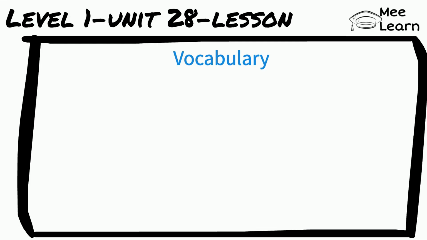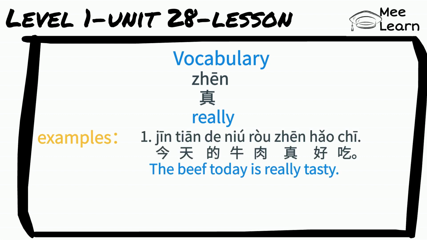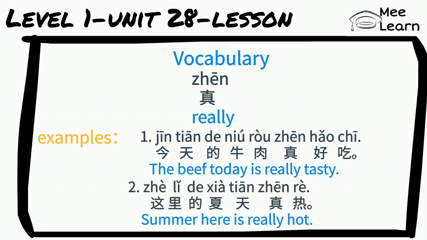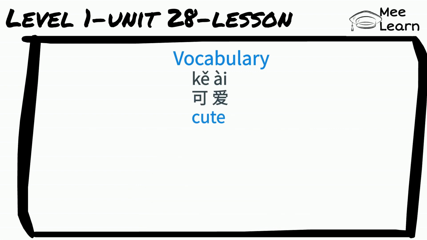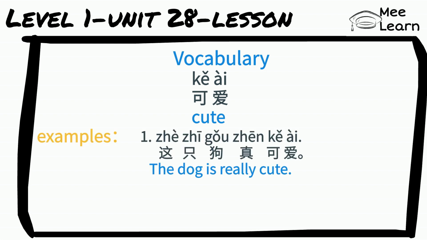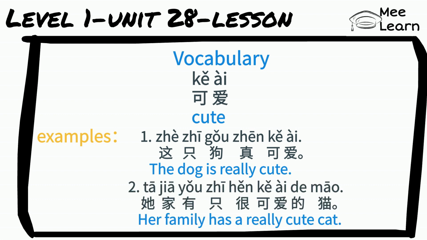Vocabulary: 真, really. For example, 今天的牛肉真好吃。The beef today is really tasty. 这里的夏天真热。Summer here is really hot. 可爱, cute. 这只狗真可爱。The dog is really cute. 他家有只很可爱的猫。Her family has a really cute cat.